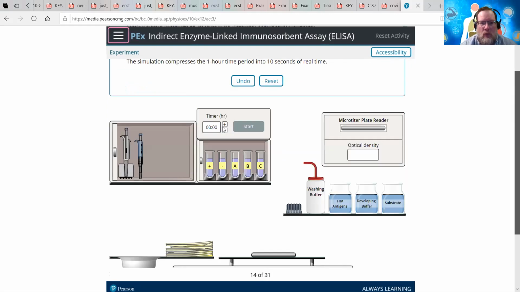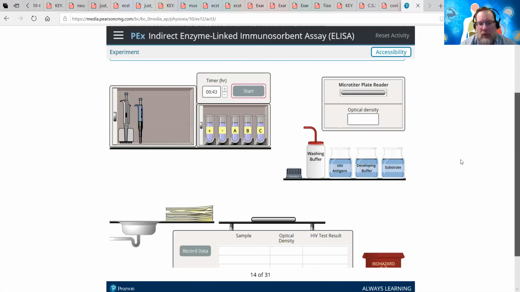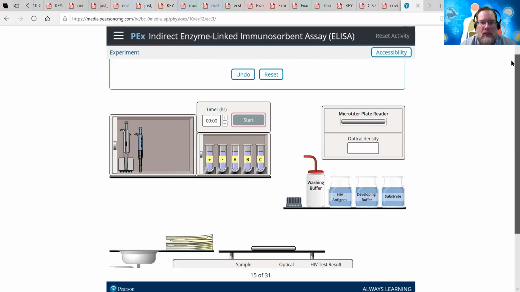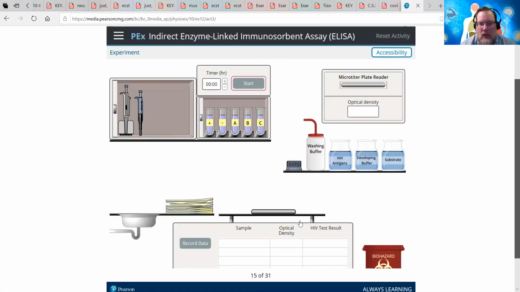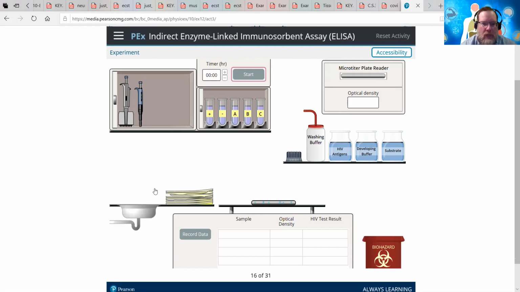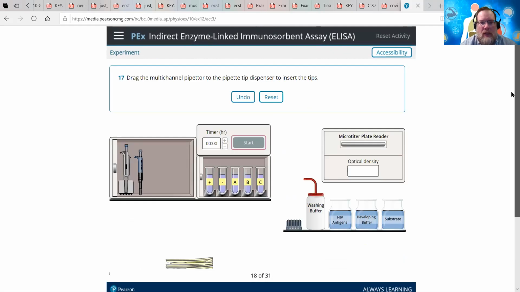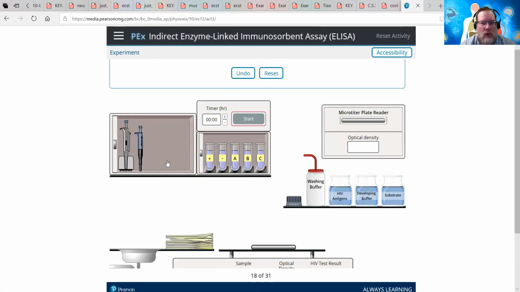All right, set the timer to 1 hour, then click start. Okay, so then we added the HIV positive, HIV negative controls, and then patients A, B, and C to the plate. So now we need to rinse off a little bit. They sat for an hour, and then we rinse off. Then we have to dry off our well plate, put it back, and then we're going to do our multi.